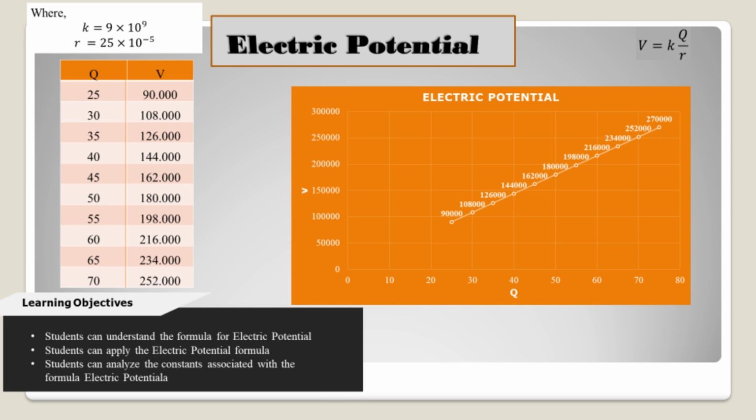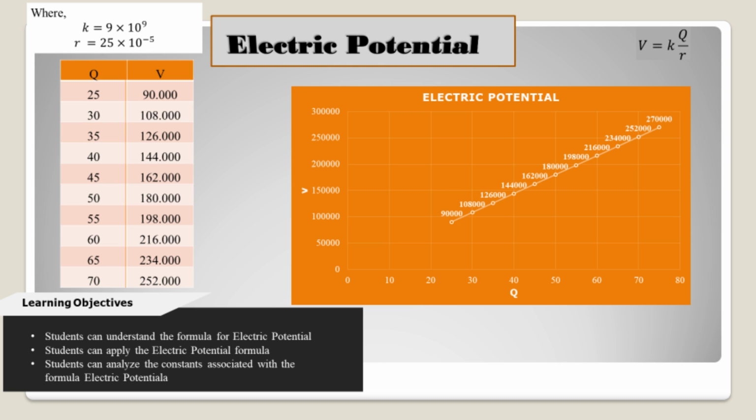Next is a phenomenon about electric potential. The learning objectives of this material are: first, students can understand the formula for electric potential. Second, students can apply the electric potential formula. And third, students can analyze the constant associated with the electric potential formula. Electric potential, we can make it into a formula where V is equal to K times Q divided by R.